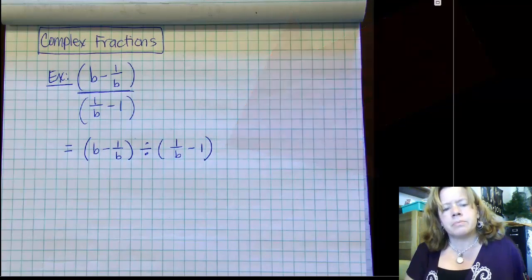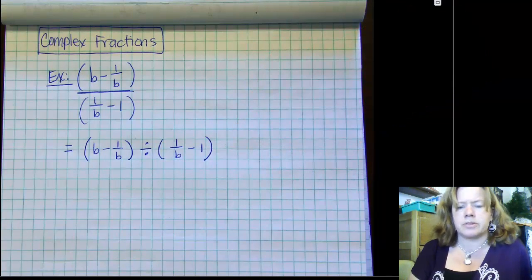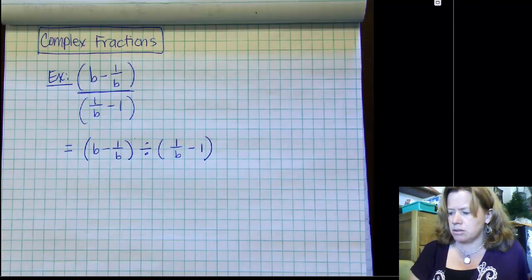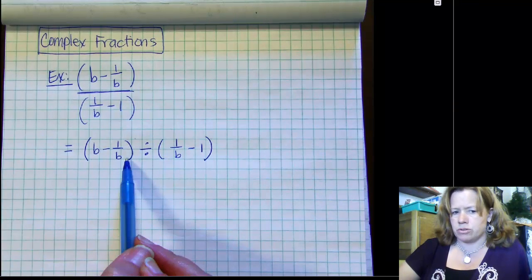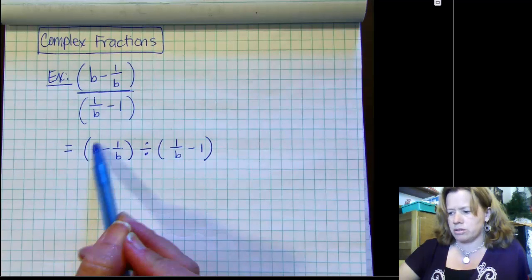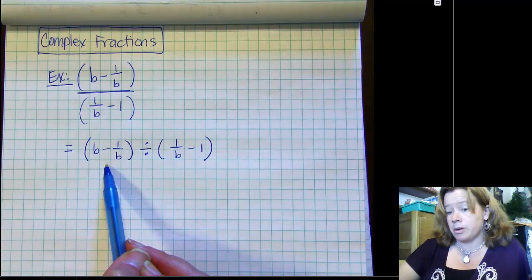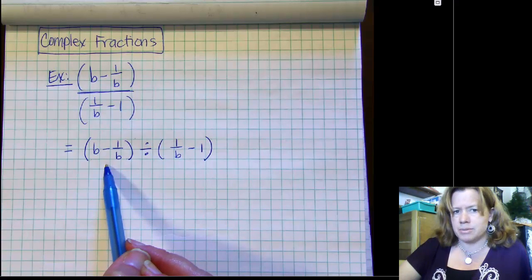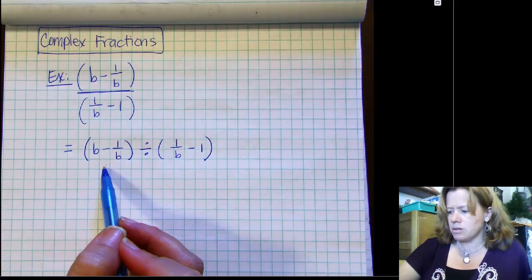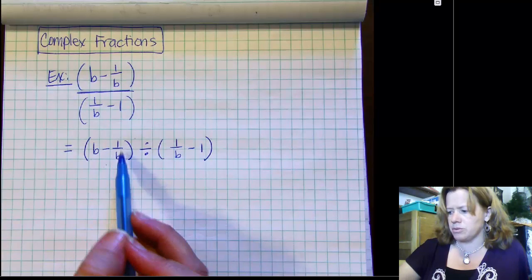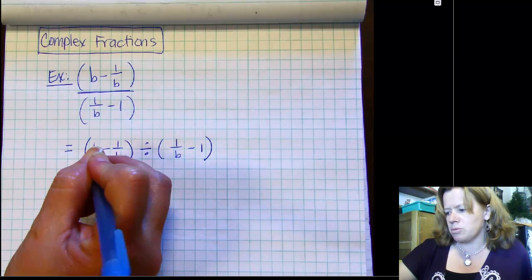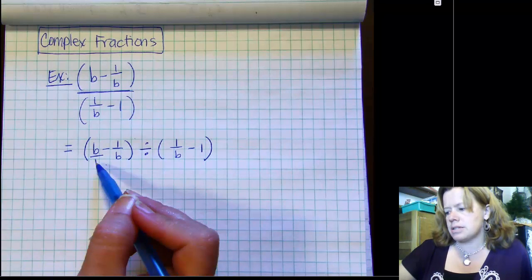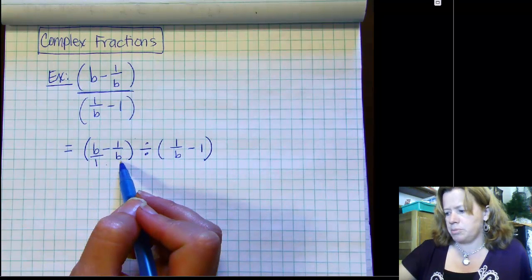Okay. By putting the different parts in parentheses and renaming it as a division problem, I can follow PEMDAS more easily. I need to do parentheses first, so I need to subtract within these parentheses. Well, this is a nice review of subtracting fractions. To subtract fractions, you need a common denominator. So on the left side, I have b minus 1 over b. I'm going to put this first b over 1, so I can see fractions with denominators. And then I can see that I need a common denominator of b.